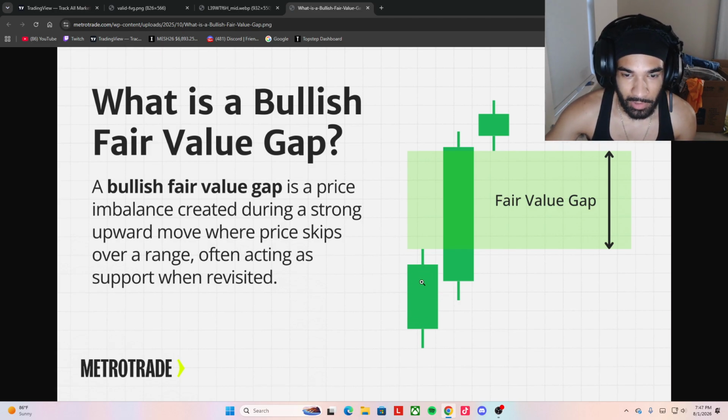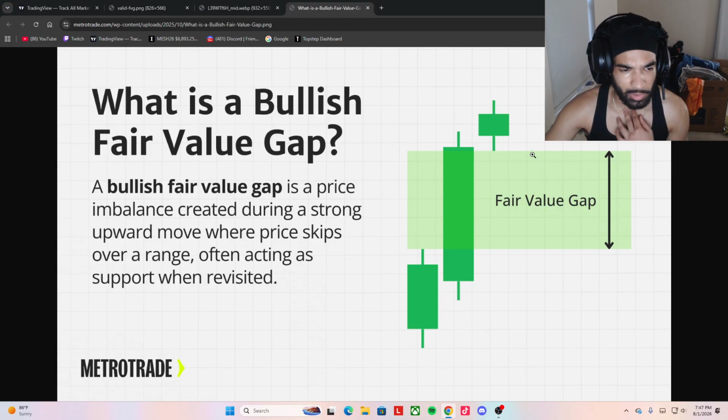It's going to be a 3 candlestick pattern. We're going to have one small one. Usually the middle one is pretty lengthy, or bigger than both of these. And then you have another smaller one. From the top of the first candle's wick to the bottom of the last one is going to be our gap, right?